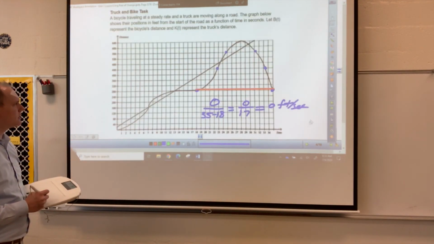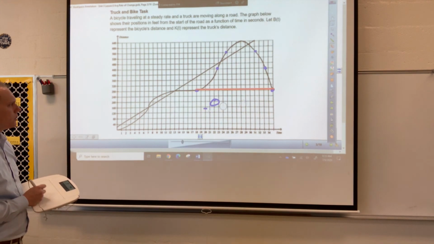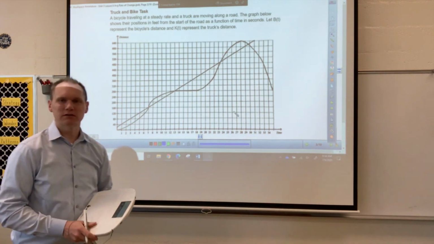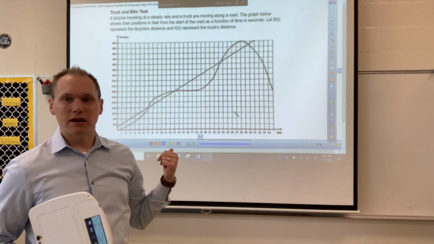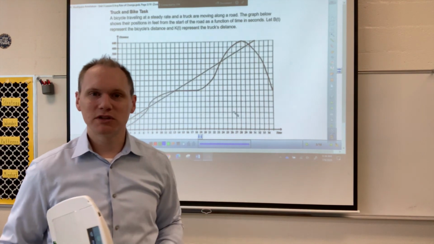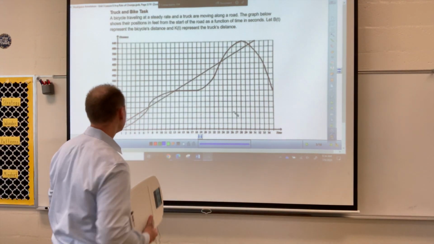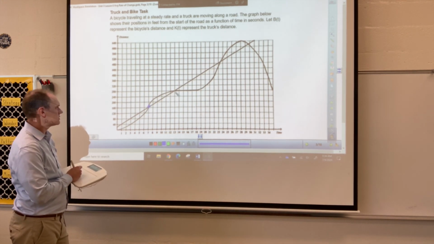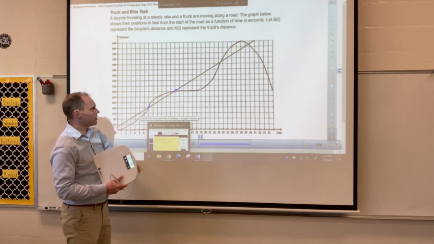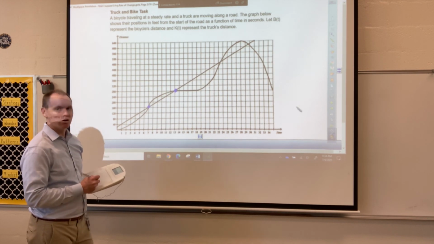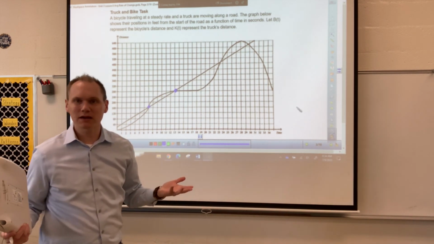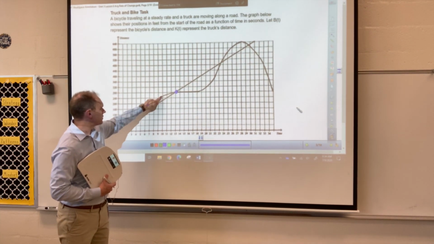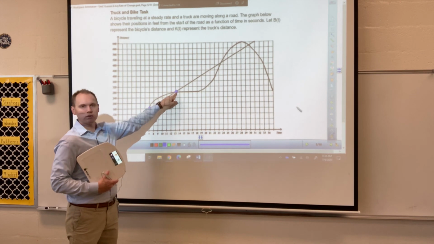So the secant line here, the theme of this whole task is thinking about the secant line. Because in many ways, the bike represents the secant line for the truck, right? So from here to here, from 7 seconds to 13 seconds, if we think about the average rate of change of the truck, really it's just the speed of the bike. So instead of calculating the average rate of change of the truck, we can just say, okay, well, what's the slope of this line here?